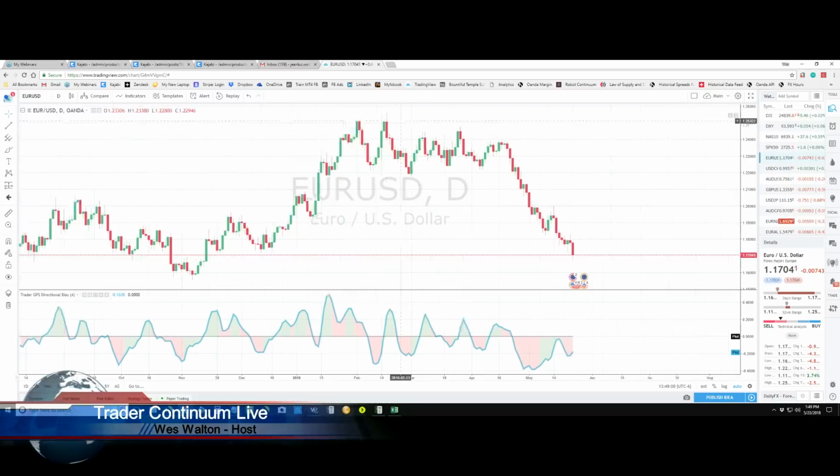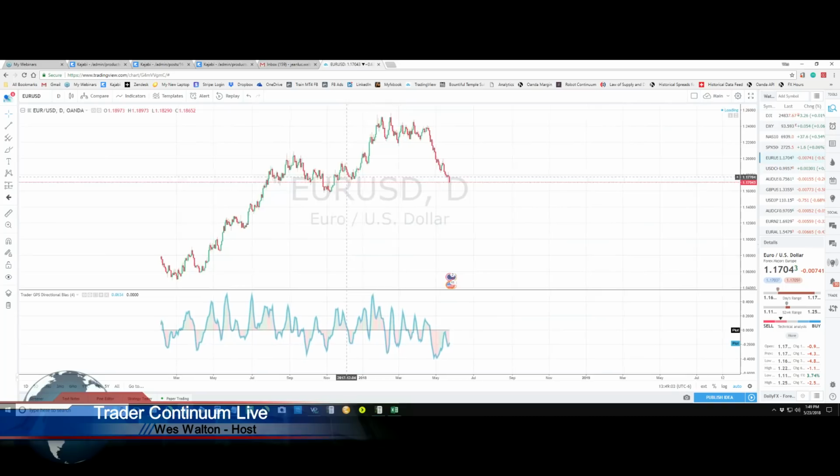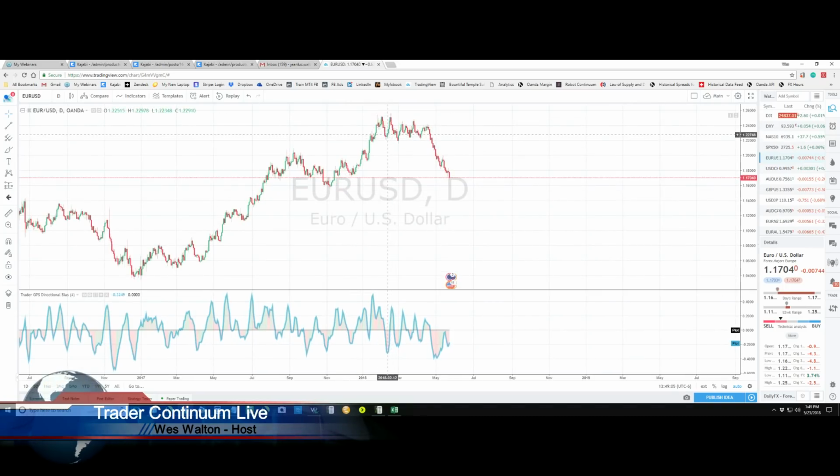But if you look at this over the course of a longer period of time, placing a sell trade here to catch a very large sell movement down is actually not so bad.